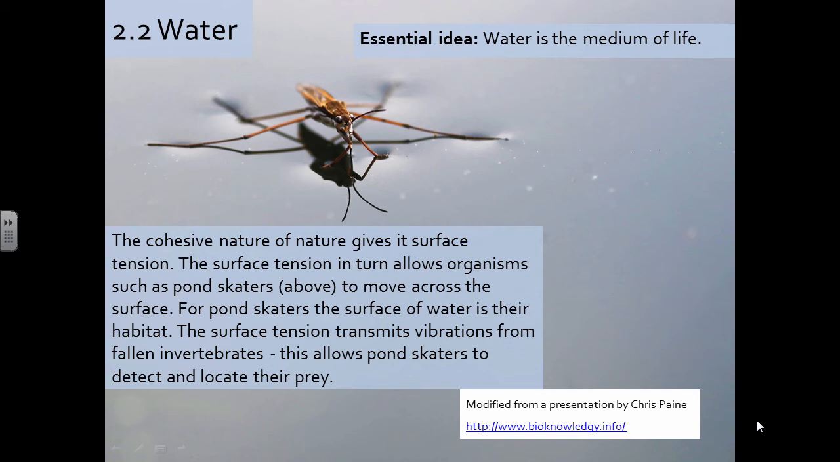Topic 2.2, water in the IB core curriculum, and the essential idea here is that water is the medium of life. Notice that the water strider here seems to sit on top of the water, and this happens to be because of several different properties of water, all related to hydrogen bonding, as you can see.